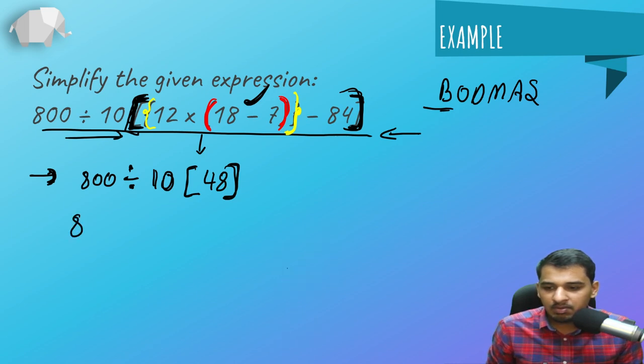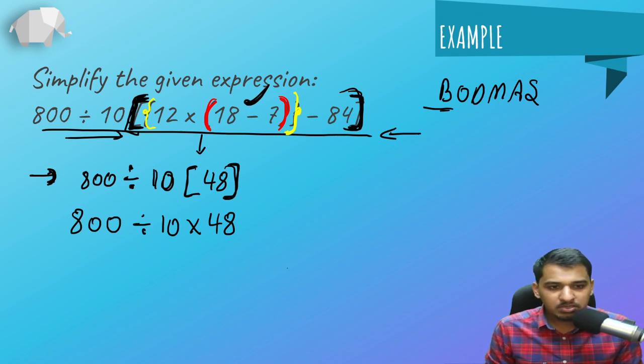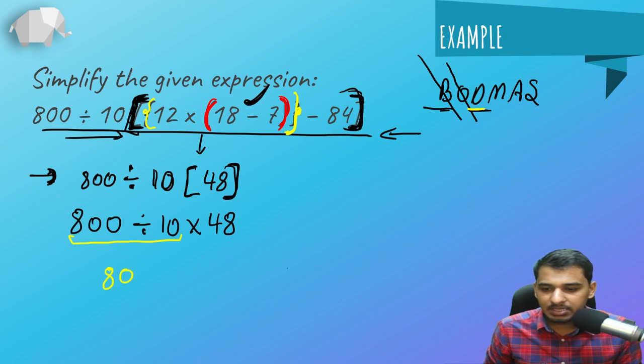In every problem, I will teach you some new things. So 800, and this can be written as 10 into 48. Now let us see the BODMAS rule. We have solved for all the brackets. There are no orders here. Now we will do division. So 800 divided by 10, how much is this? 80. This comes out as 80, and this into 48. So now we have also done division here.